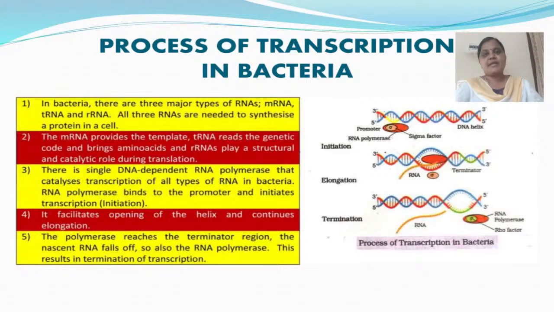And how many types of RNA polymerase are there? Three types: RNA polymerase 1, RNA polymerase 2, and RNA polymerase 3. So this is about the process of transcription in bacteria.